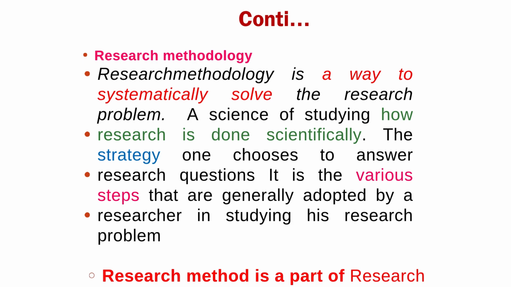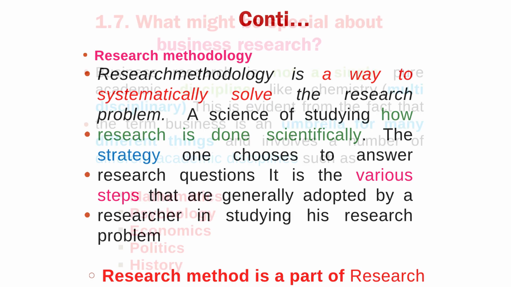Research methodology. Research methodology is a way to systematically solve the research problem. A science of studying how research is done scientifically. The strategy one chooses to answer research questions. It is the various steps that are generally adopted by a researcher in studying his research problem. Research method is a part of research methodology.